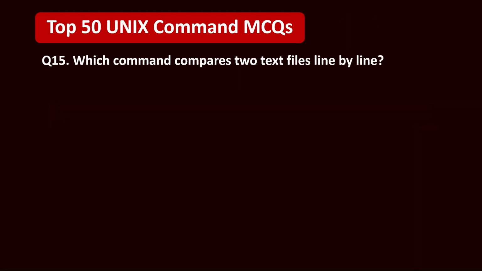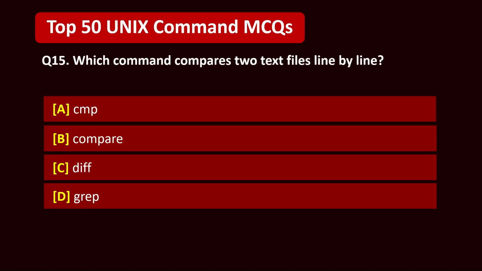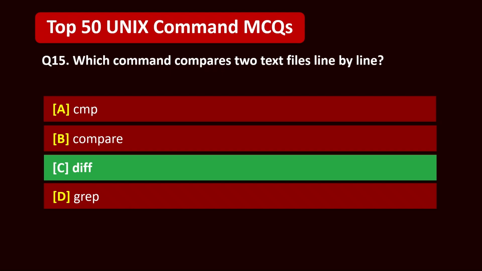Question 15. Which command compares two text files line by line? A. cmp, B. compare, C. diff, D. grep. 5, 4, 3, 2, 1. Correct answer is C. diff.